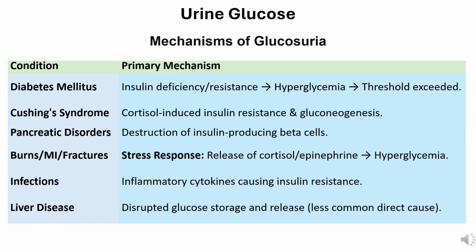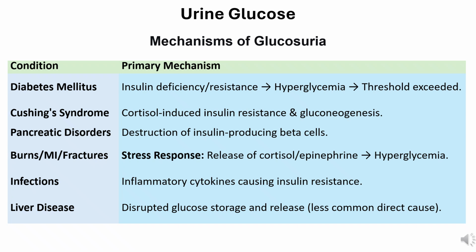3. Pancreatic disorders, pancreatitis, cancer, cystic fibrosis, causing beta cell destruction. Lack of insulin leads to diabetes mellitus, called pancreatogenic diabetes, and consequently, glucosuria. 4. Severe burns, myocardial infarctions, fractures, trauma. Severe burns, heart attack, and major trauma trigger a massive release of stress hormones: cortisol, epinephrine, adrenaline, and growth hormone. These hormones all work to increase blood glucose.